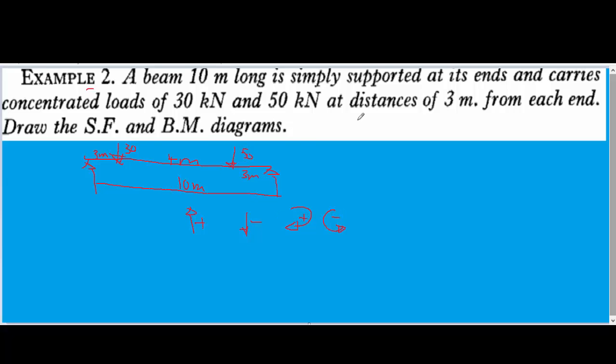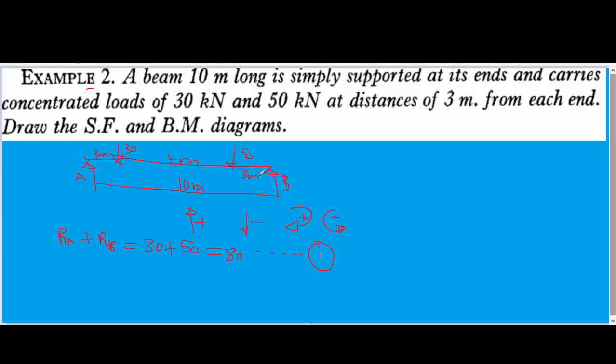So for us to proceed to calculate our reactions, let's draw a mini equation for this beam. Let's call this point our point A, and let's call this point our point B. Definitely the reaction at point A plus reaction at point B is equal to the sum of the total forces on the beam. We have two loads on the beam, which is what? Our 30 kN plus our 50 kN, which is equal to 80. So we can tag this as our equation 1.